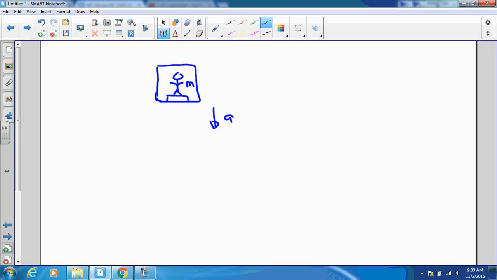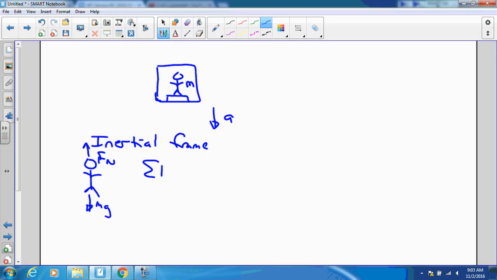And we want to know, what does the scale read? Well, previously we have solved this by applying Newton's second law and saying that the man accelerates together with the scale. Okay? So if we do that from an inertial frame, then our free body diagram looks like so. The man has mg pulling down, normal force pushing up, and we observe that the scale will actually read the normal force, not the true weight of the man in general.